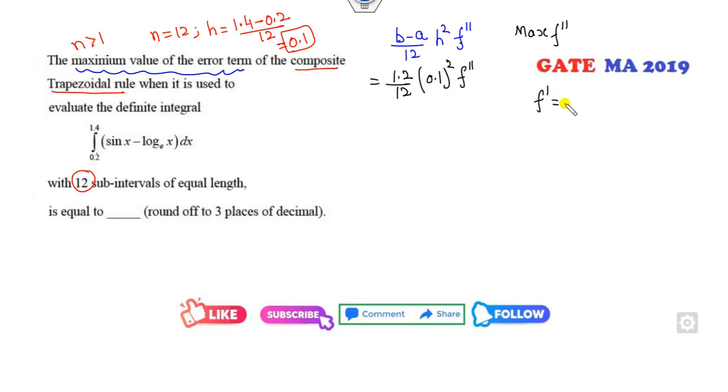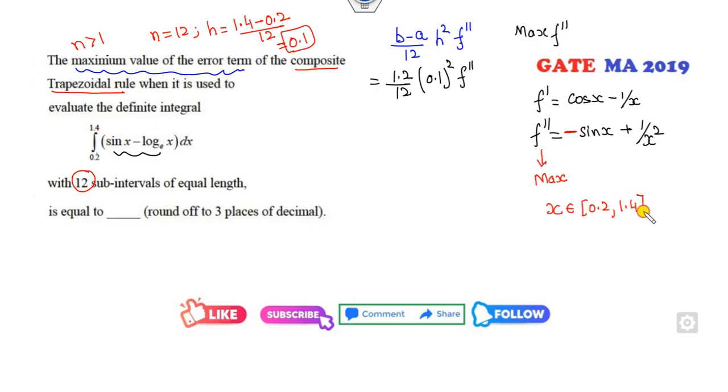So I can find the f dash. This is my f, it is cos x minus 1 over x. F double dash is minus sin x plus 1 over x square. So how can you find the maximum value of this? Clearly, because of this negative, and x lies between 0.2 to 1.4, this term is basically a decreasing term. So the maximum will occur here.